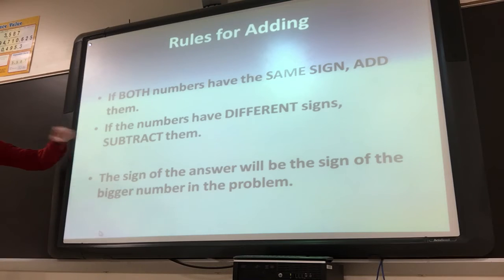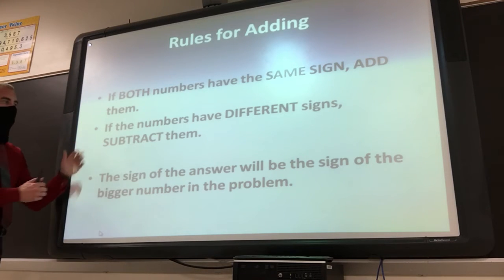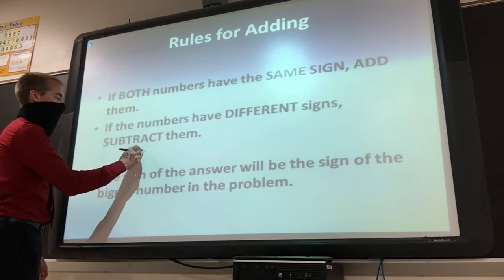If the numbers have different signs, so if you've got a negative plus a positive or a positive plus a negative, you're actually going to subtract the two numbers. And you always put the bigger number first. When you subtract, always put the bigger number first. So you might have to switch the order, but always put the bigger number first.